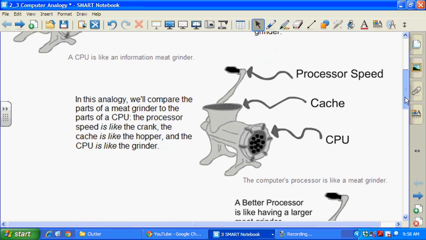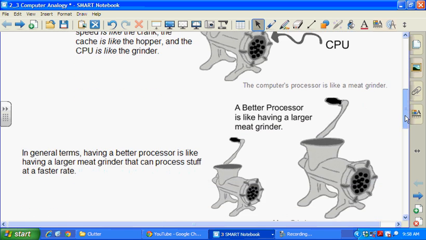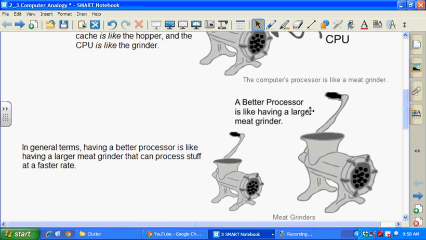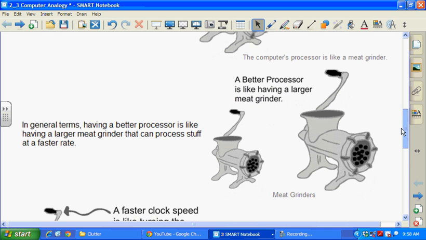So how? A better processor is like having a larger meat grinder. A bigger meat grinder means more meat you can get through. Notice, by the way, input into the hopper, processing is turning the crank and doing the processing, and then output is the ground meat. In general terms, having a better processor is like having a larger meat grinder.